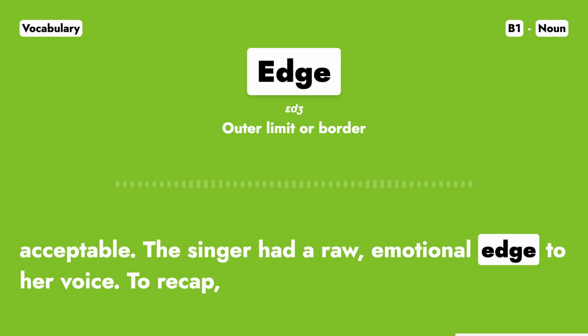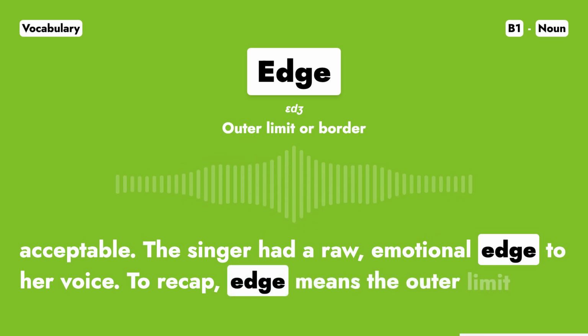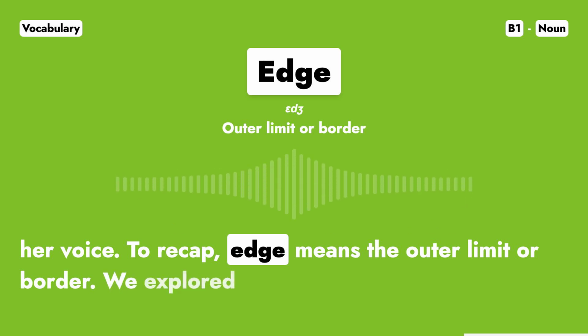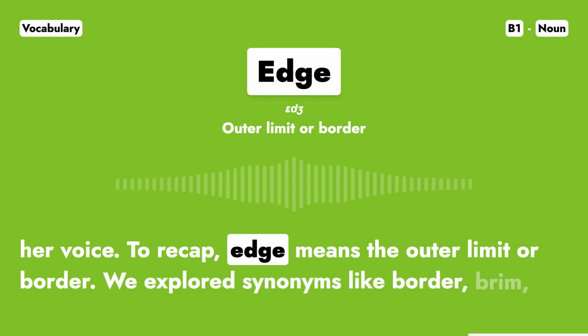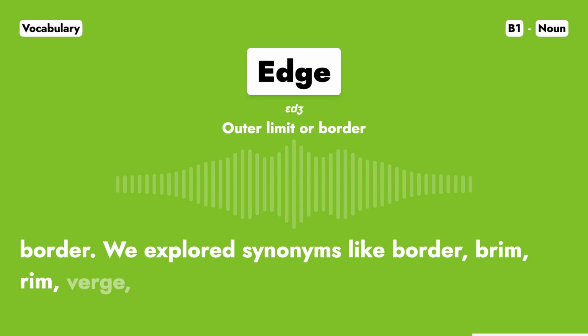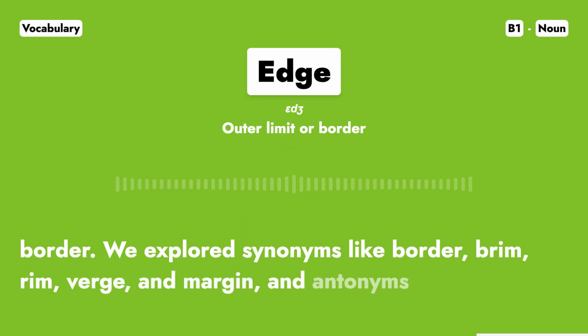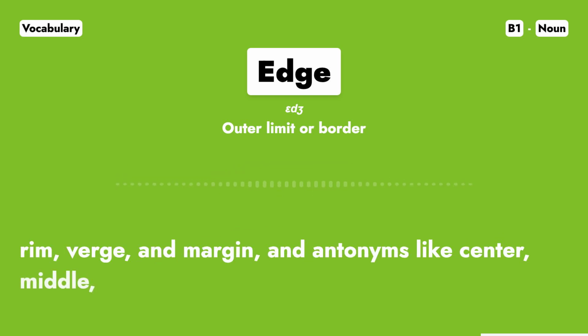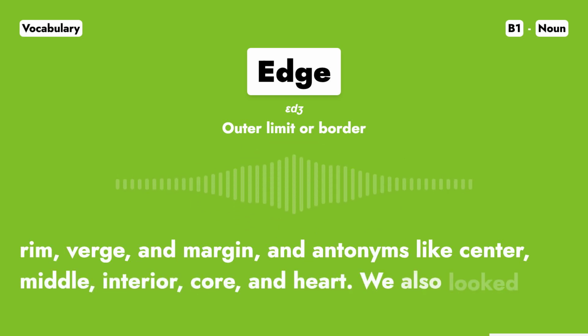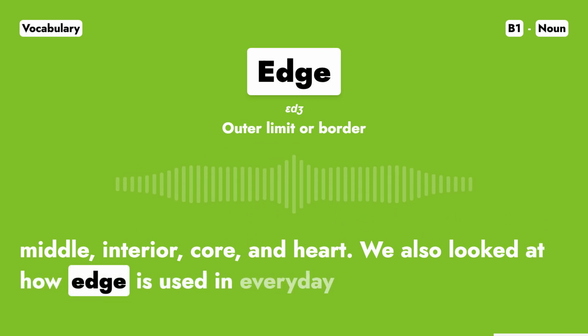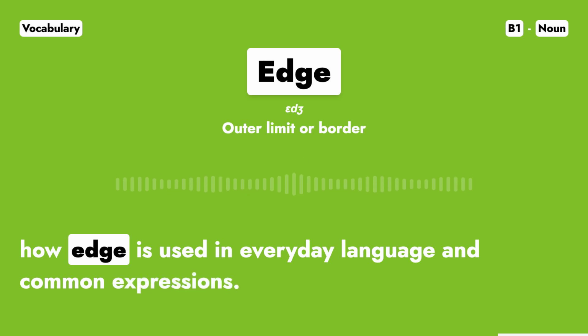To recap, edge means the outer limit or border. We explored synonyms like border, brim, rim, verge, and margin, and antonyms like center, middle, interior, core, and heart. We also looked at how edge is used in everyday language and common expressions.